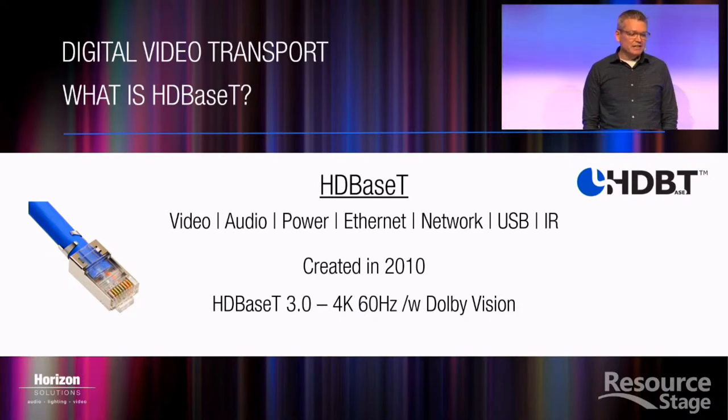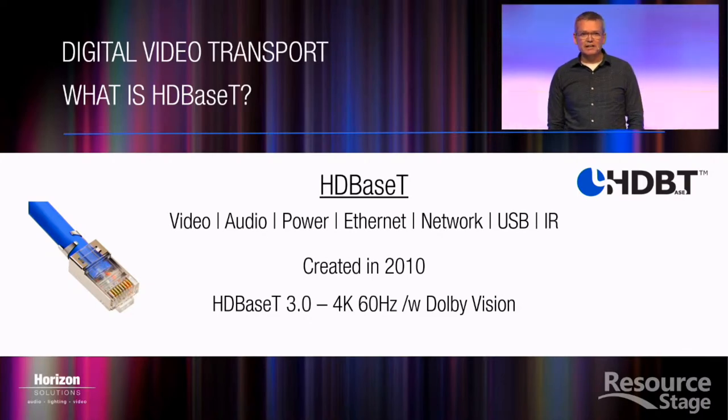HDBaseT is essentially like sending an HDMI signal over a category cable. Now, I was about to say Cat 5 cable, but the truth is that these days we hardly ever run it over Cat 5. If you go to the HDBaseT Alliance's website, they will tell you that you can run it over Cat 5.